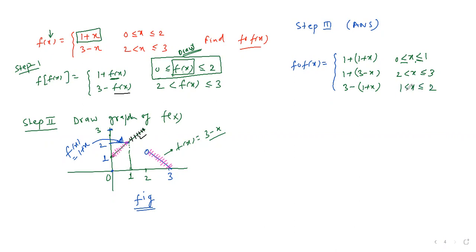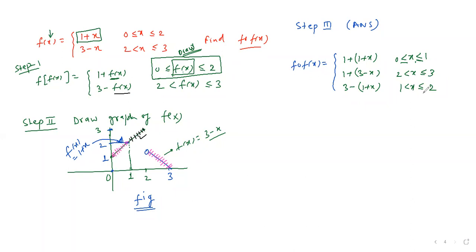Why greater than 1? Why not equal to 1? Because we don't want y equal to 2. We want f of x greater than 2, f of x above 2. This branch is above 2. Above 2 means after x equal to 1.